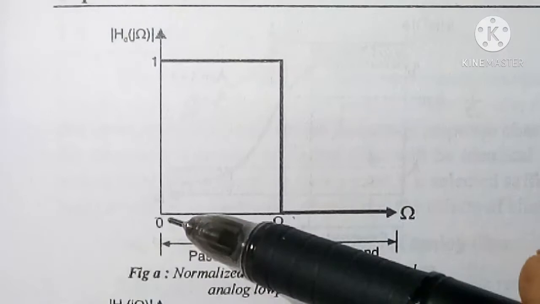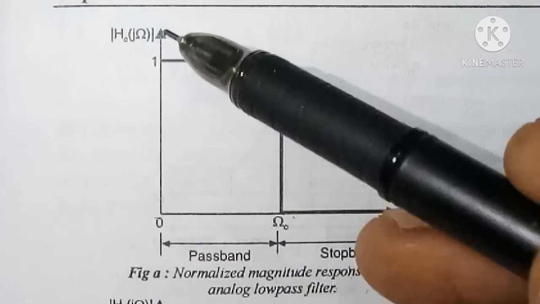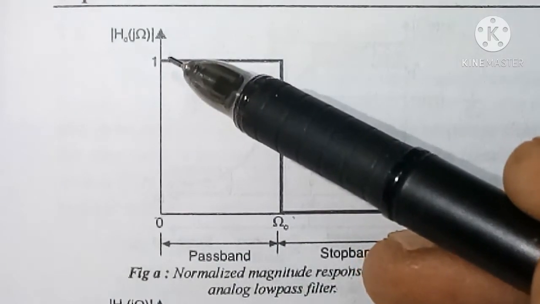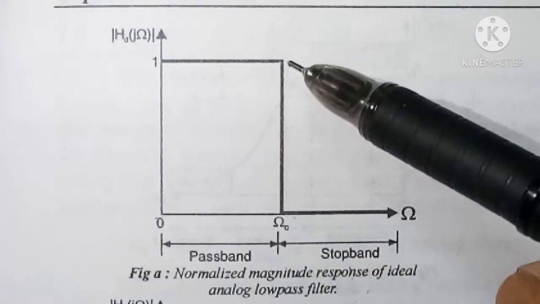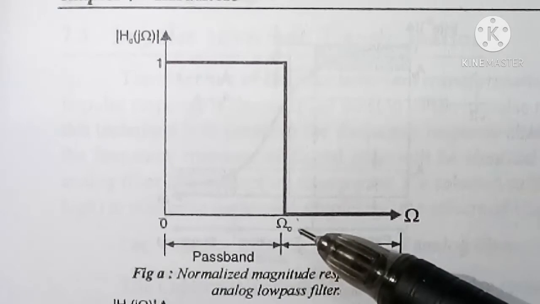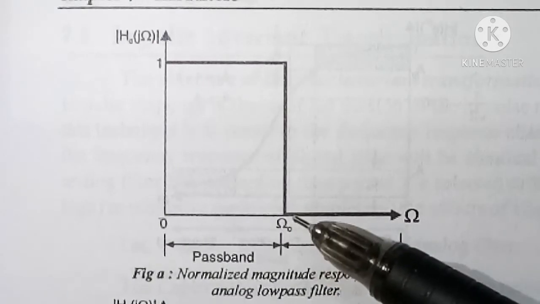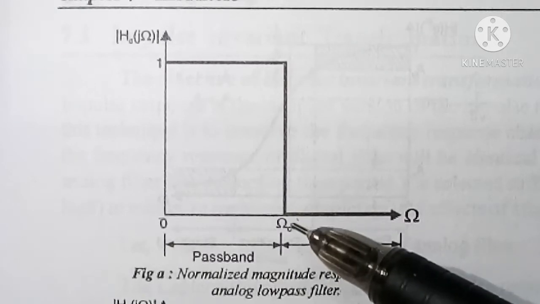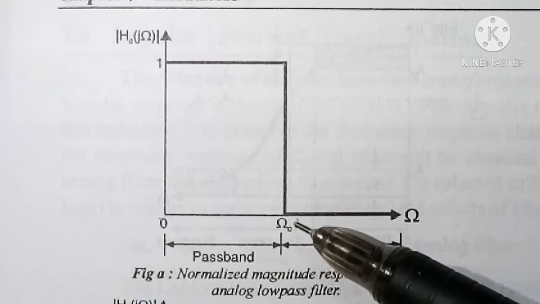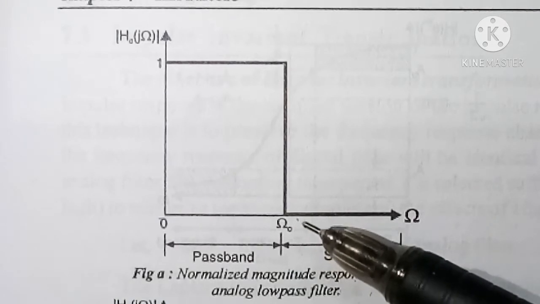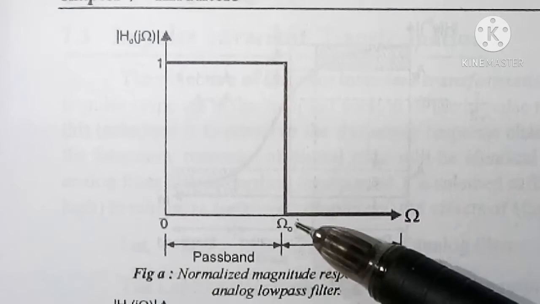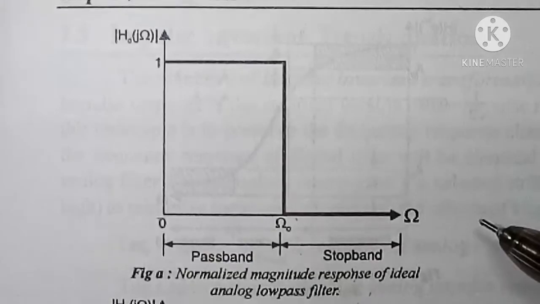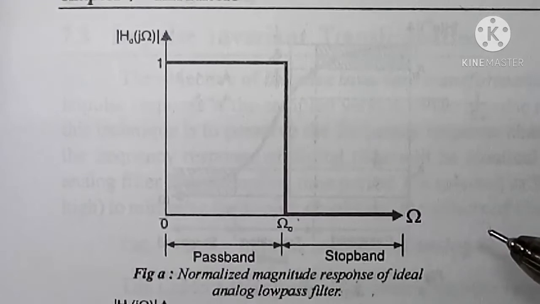For a low pass filter at 0 frequency, the magnitude is unity, and this magnitude remains constant up to the cutoff frequency omega c. Here omega is the notation used for analog frequency. This omega is also called as capital omega. After omega c and up to infinity, the magnitude is equal to 0.